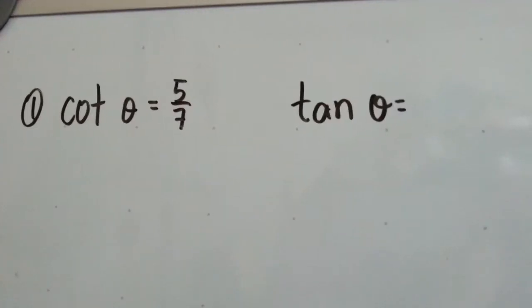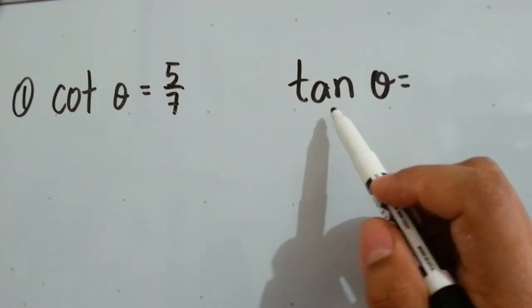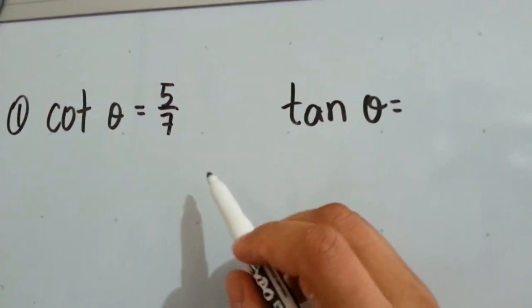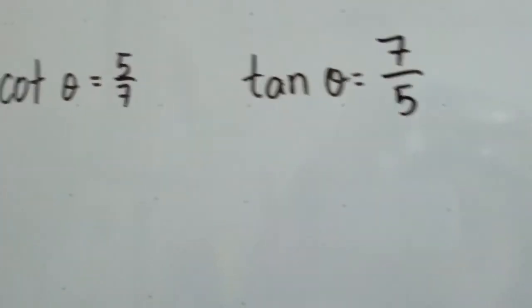Alright, question number 1, the cotangent of theta is 5/7. What's the tangent? Well, they're reciprocals of each other, so you just have to flip it. 7/5 would be the answer.